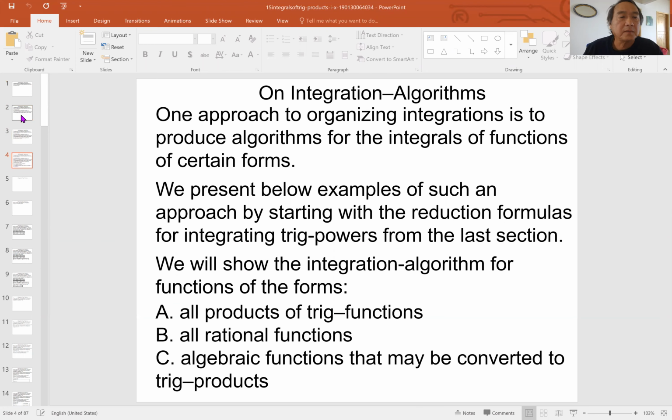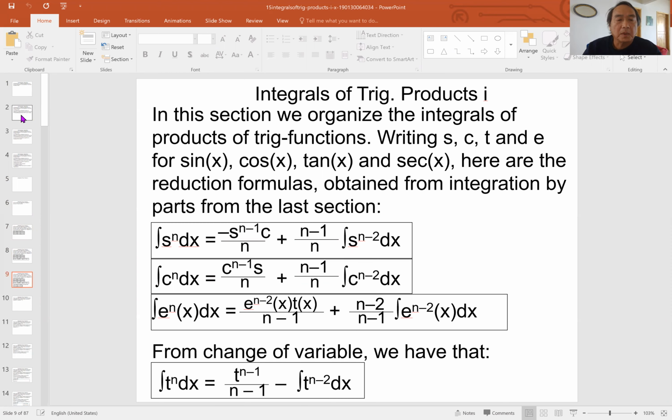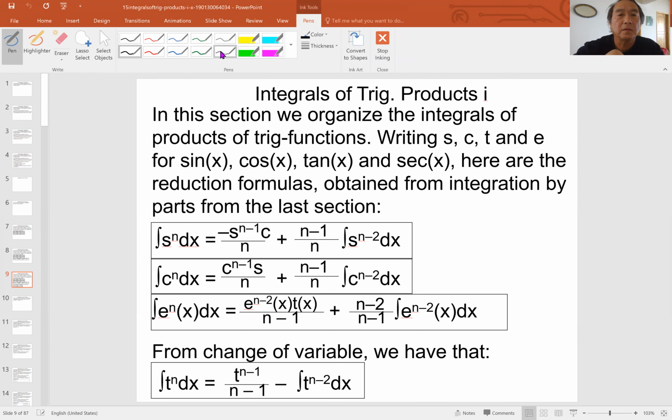We have these reduction formulas. And I want to point out a couple of things about these reduction formulas. First of all, the notation: we're going to use E for secant. Everywhere you see E, that's secant. So that's a reduction formula for secant right there.